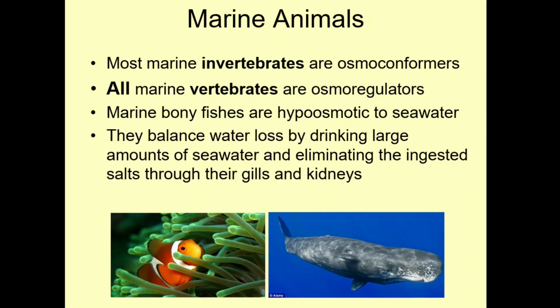And how do they overcome this? Well, they balance the water loss, so they're losing water through osmosis, and they will counter this by drinking large amounts of seawater, and then they are relying heavily on their kidneys to eliminate the ingested salts in highly concentrated urine. And then they also have specialized cells in their gills to actively transport salts from their blood to the surrounding seawater.